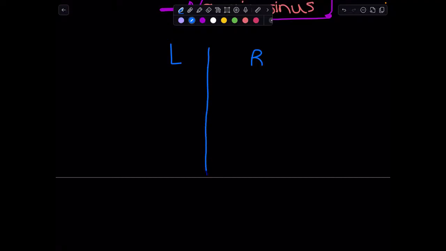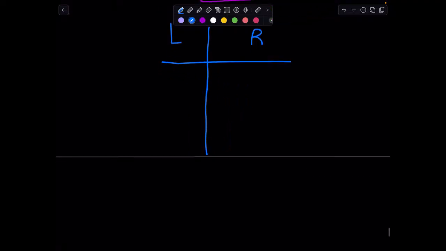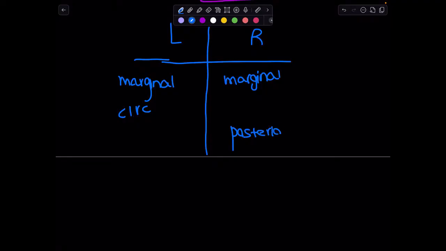The right coronary artery mainly branches into the right marginal artery and the posterior descending artery. The left coronary artery divides into the left anterior descending artery and the circumflex artery. Each branch supplies different heart regions. So they both have a marginal artery. Yes, they do. The right coronary artery has the right marginal artery, and the circumflex branch of the left coronary artery also has a marginal branch. And the right has a posterior interventricular, and the left one has an anterior interventricular.